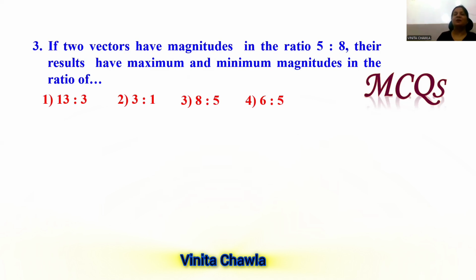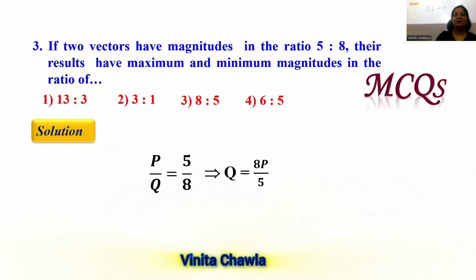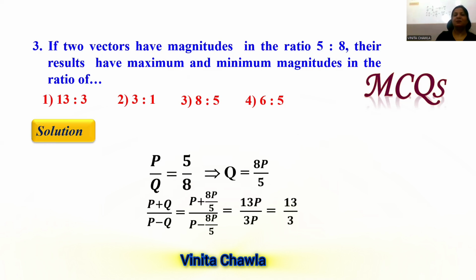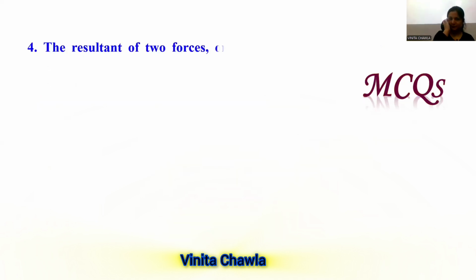मेरे को देखते ही इसका आंसर पता लग गया. P by Q is given, it's 5/8. So we can write Q as 8P by 5. So it's 13/3. Next question.